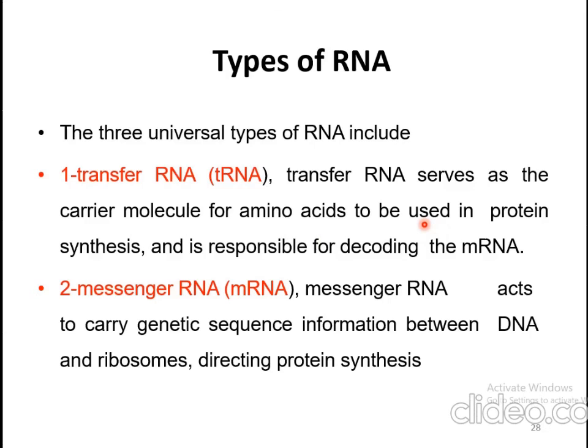The second type of RNA is messenger RNA. It is a very important type of RNA. Messenger RNA acts to carry genetic sequence information between DNA and ribosomes, and it directs the protein synthesis process.